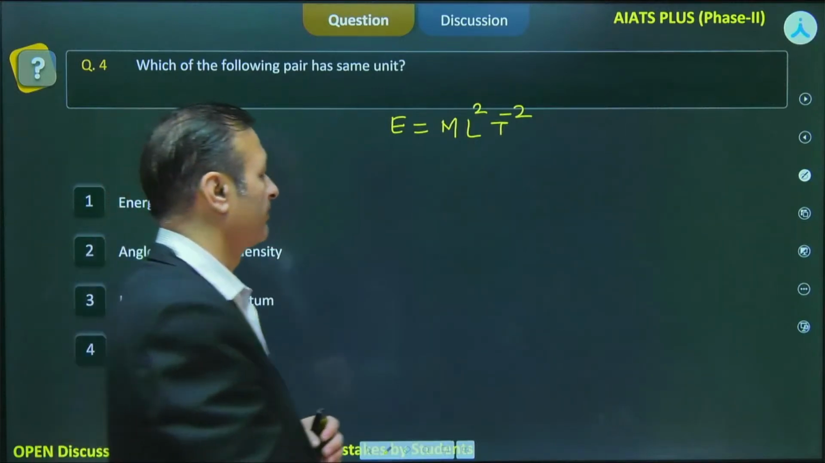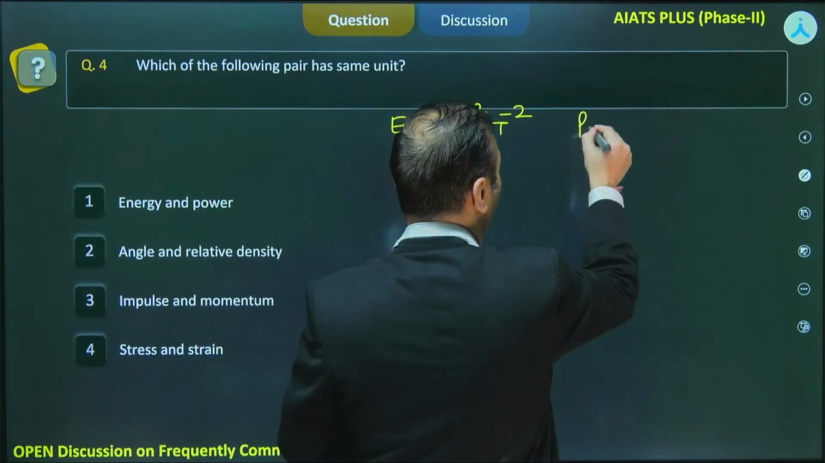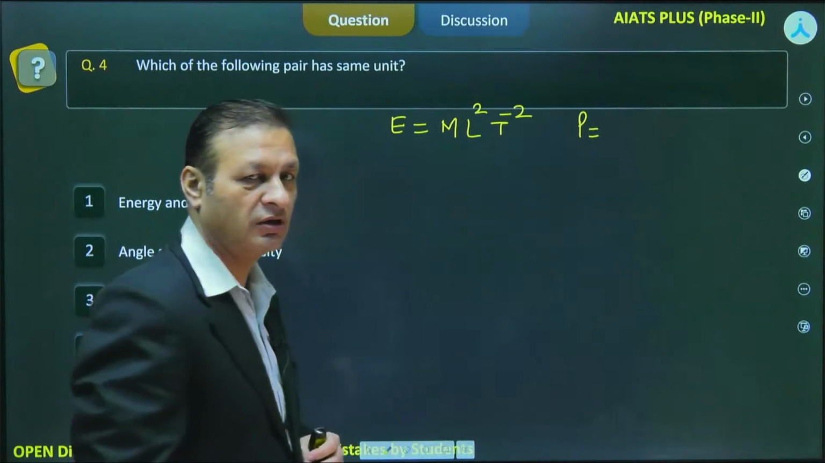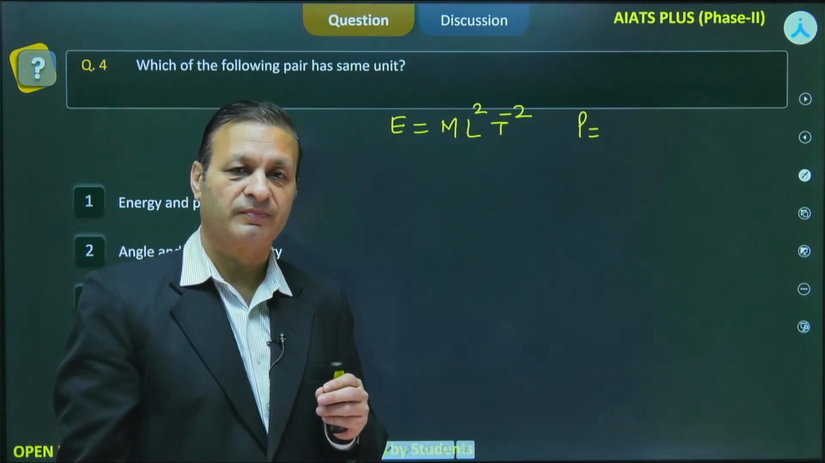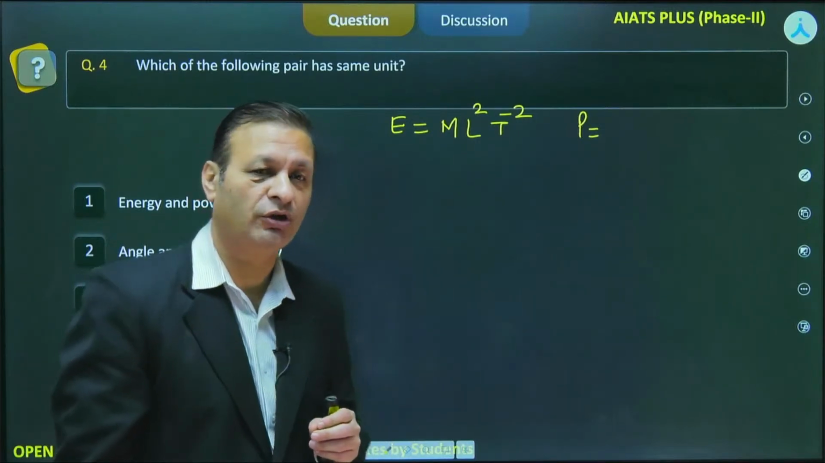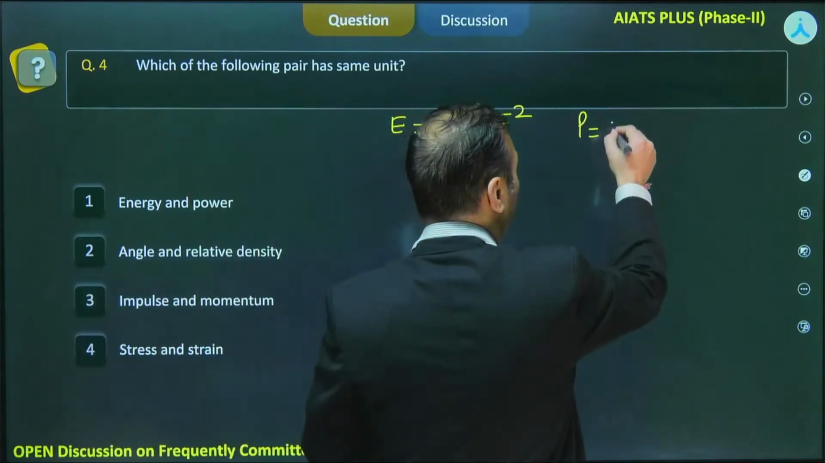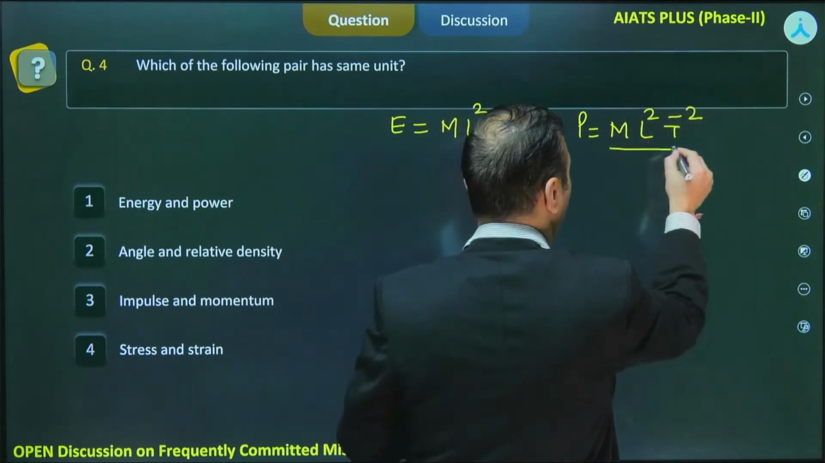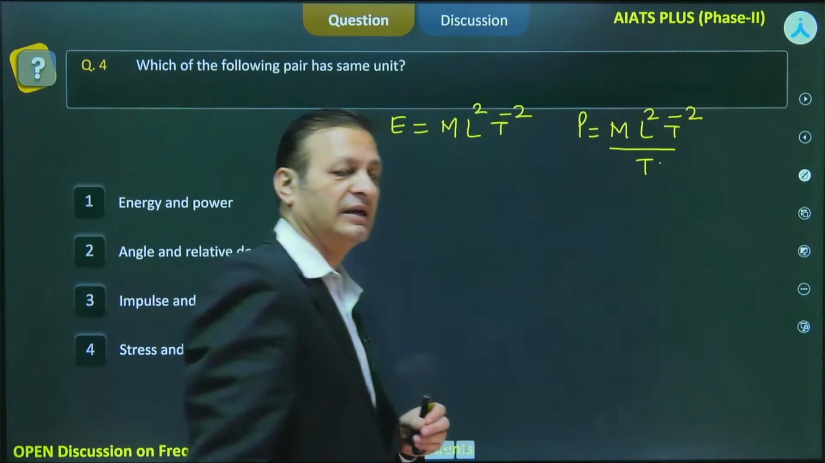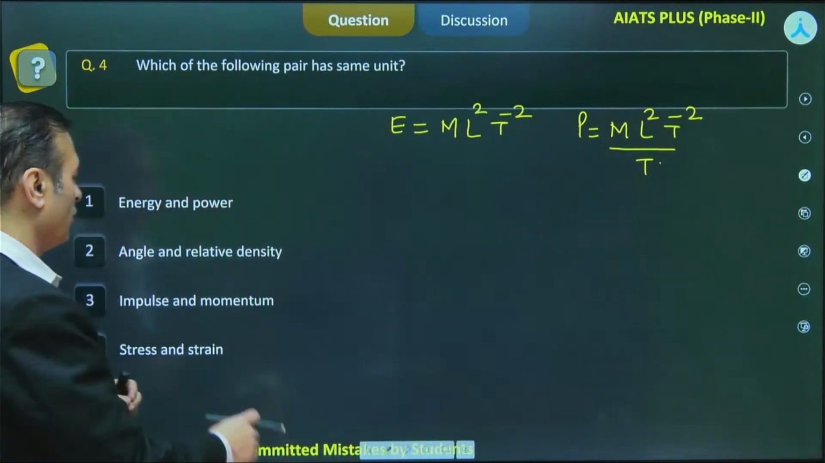So this is 1. For the power part, what is the dimensional formula? Power is, yes, what is power? Work done per unit time, that is rate of doing work. So work done is same as that of energy. So ML²T⁻² per unit time. That is dimensional formula for the power.